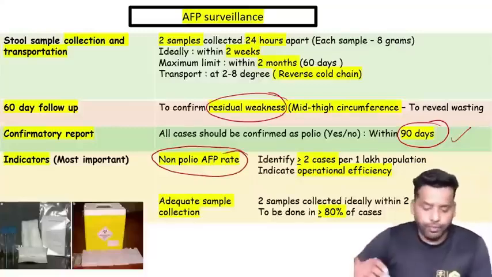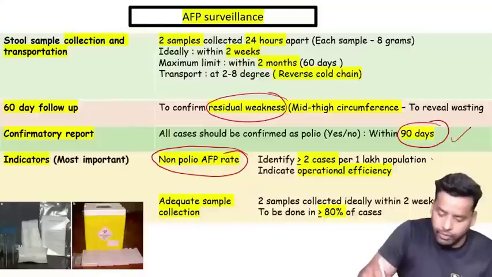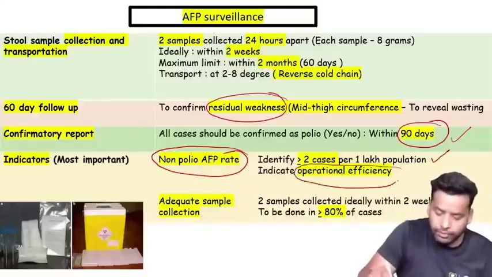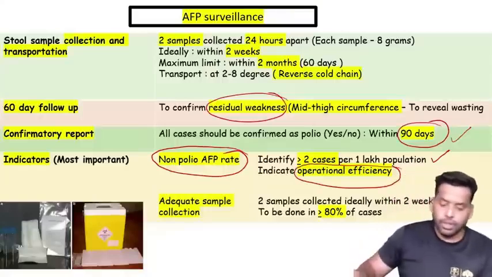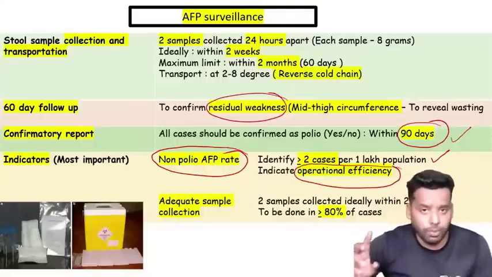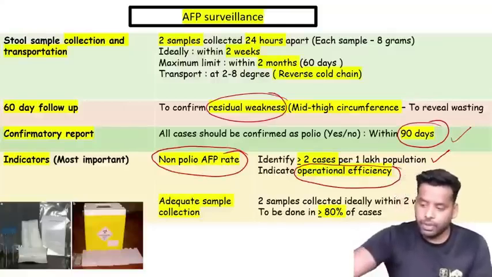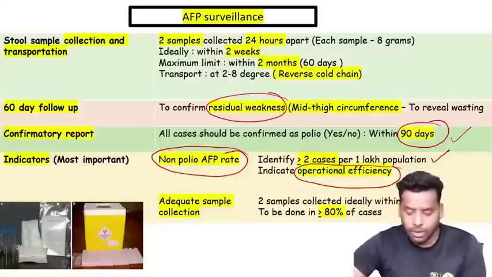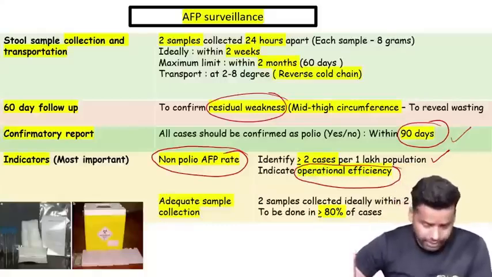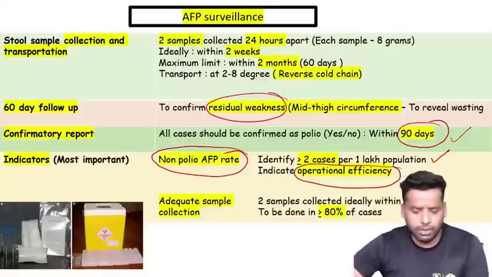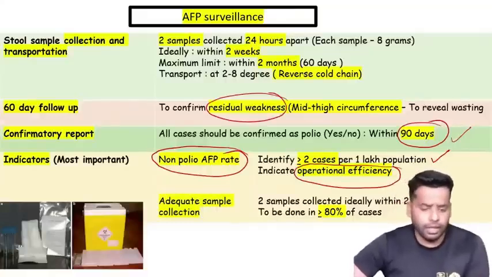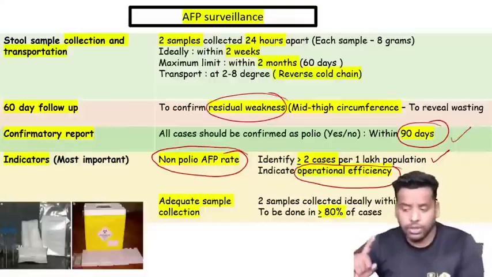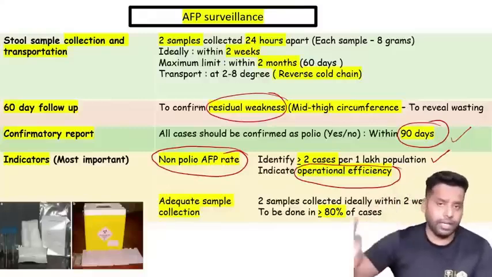Identify cases of AFP. In a given year, we have to identify at least how many cases to show our efficiency? If you have 1 lakh population under surveillance, at least we have to identify 2 cases. AFP can be anything: Guillain-Barré syndrome, transverse myelitis, traumatic neuritis. Anyhow, polio is eliminated, but polio is not eradicated. So all these things have to be done now also until the disease is eradicated.